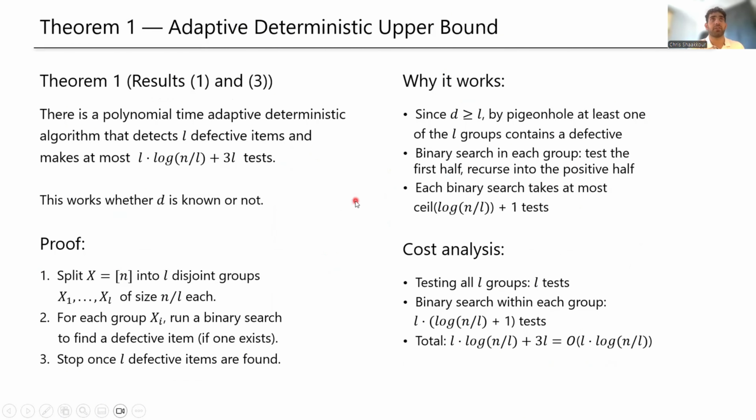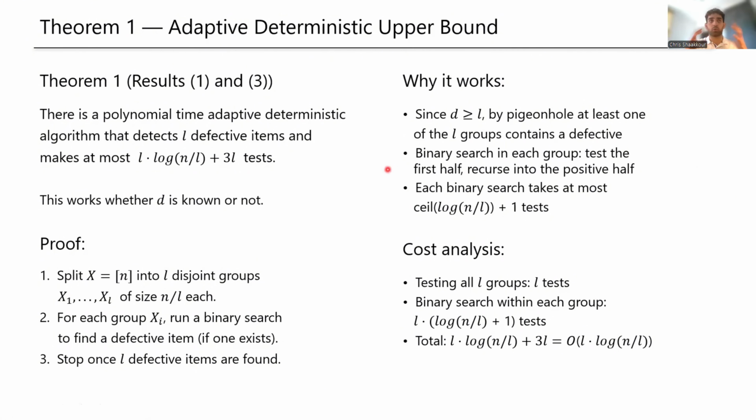So the theorem says that there is a polynomial time adaptive deterministic algorithm that detects L defective items and makes at most L times log N divided by L plus 3L tests. This works whether D is known or not. So the proof goes like this.